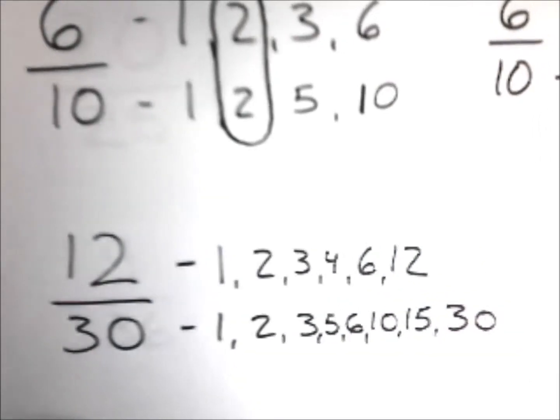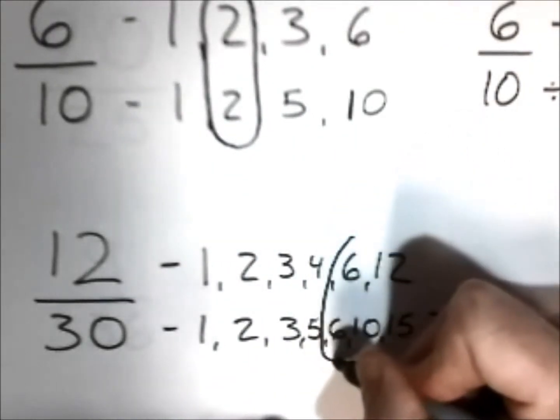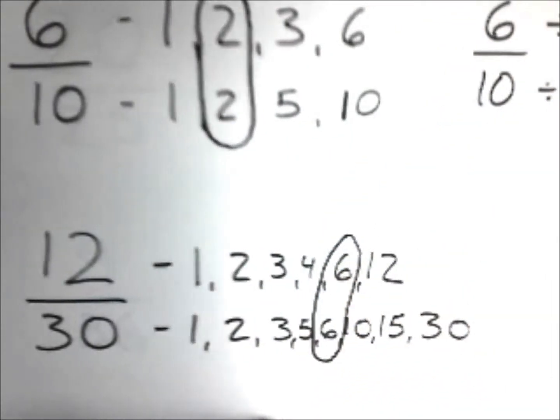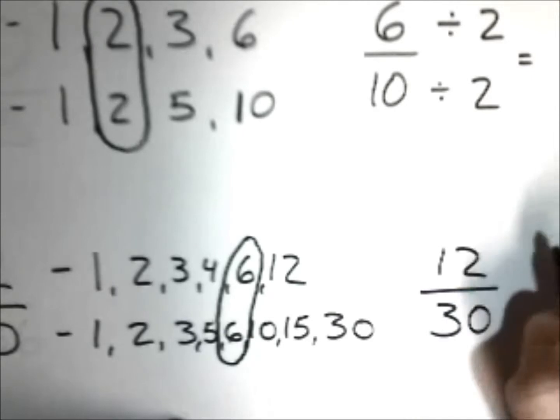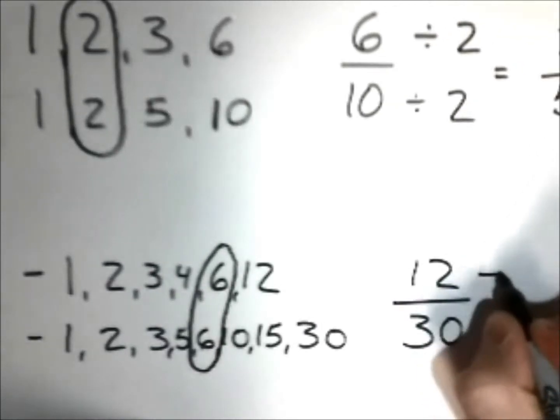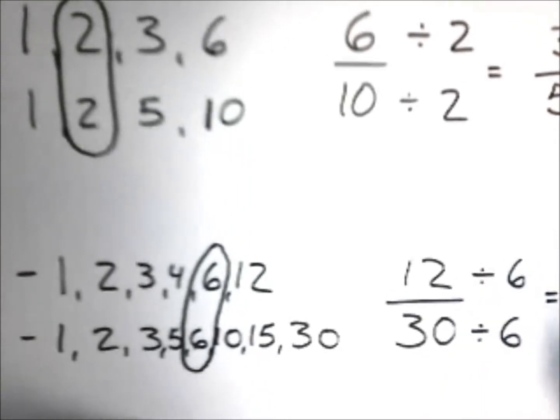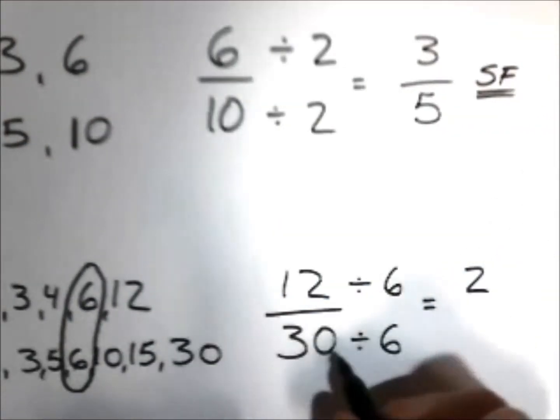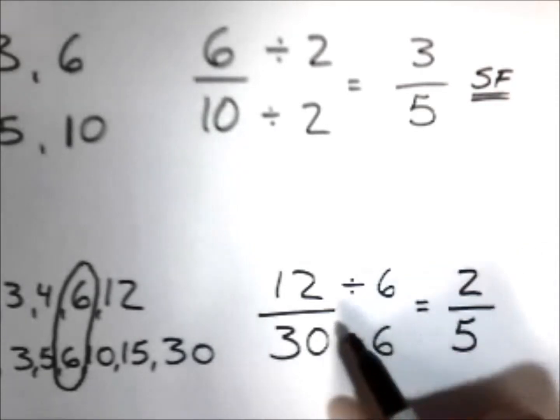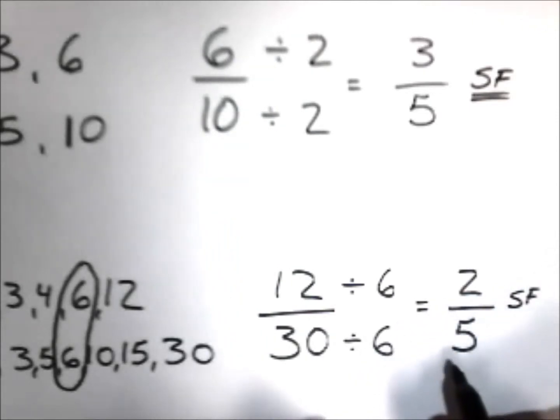So when we look at all these factors, we need to find the factor that is the greatest, the number that they both have in common. And in this instance, the number is going to be 6. Our GCF is 6. So now we're going to take 12/30, 12 as the numerator, 30 as the denominator. Our divisor is going to be 6 because that's our GCF. Same to the bottom as the top. And 6 goes into 12 2 times, and 6 goes into 30 5 times. So 12/30 in simplest form is 2/5, and both of these are equivalent because we did the same to the bottom as the top.